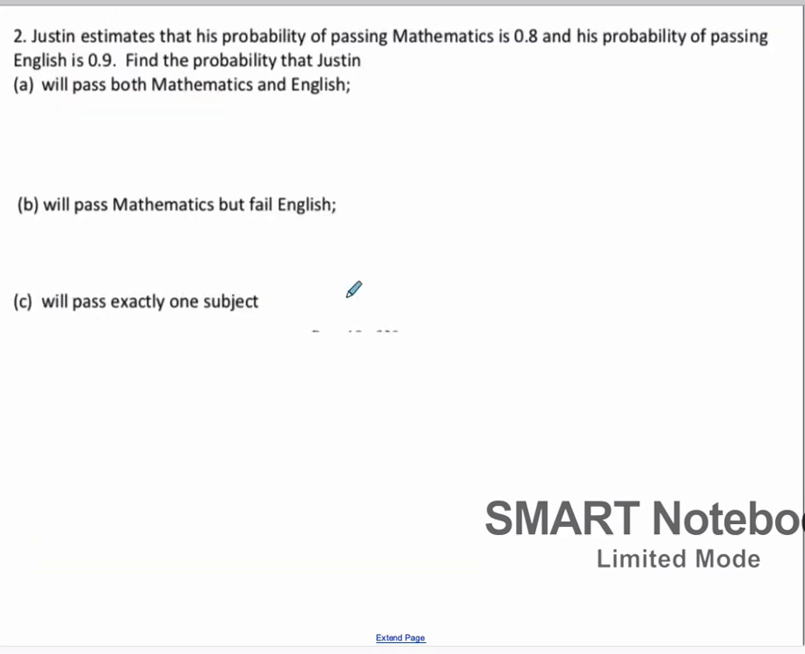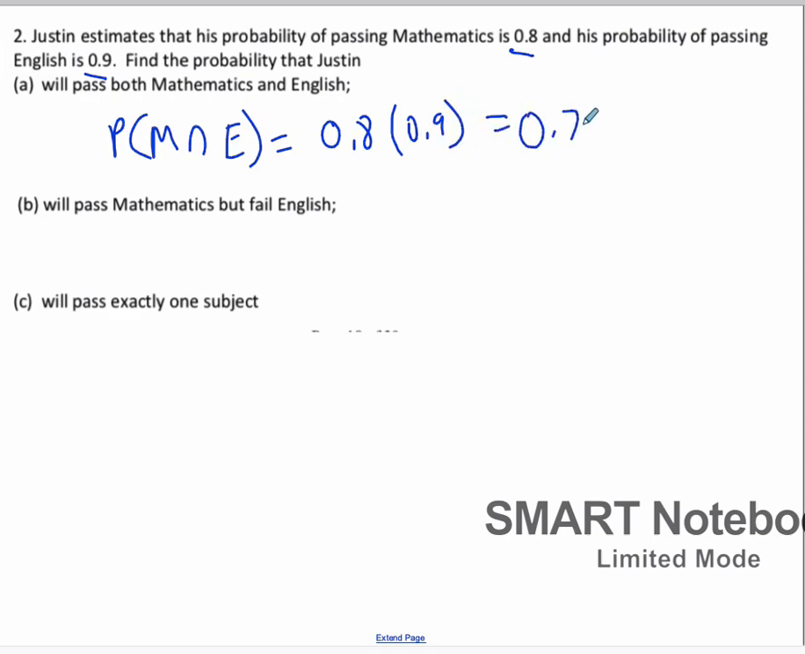Okay, next, Justin estimates the probability of passing mathematics is 0.8. The probability of passing English is 0.9. So what's the probability of passing both? Passing math and English is 0.8 times 0.9, which is 0.72, or 72%.